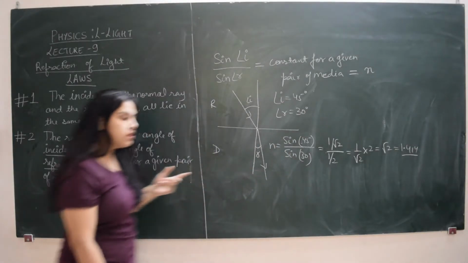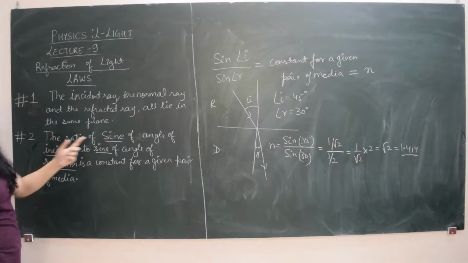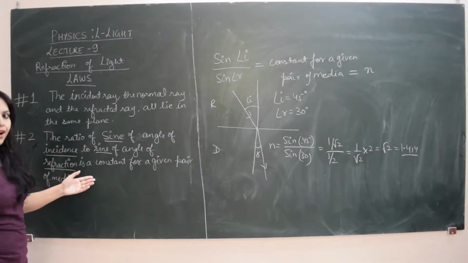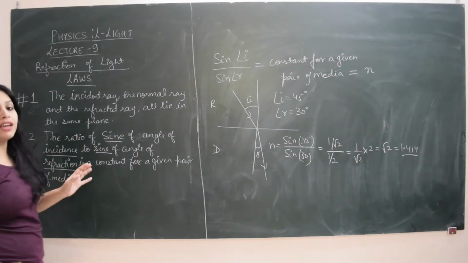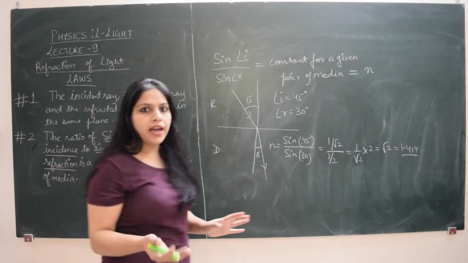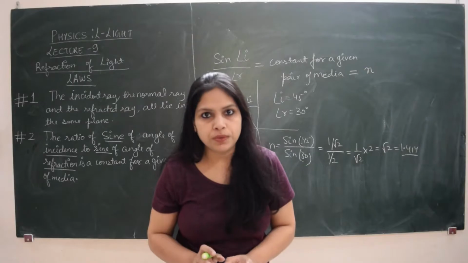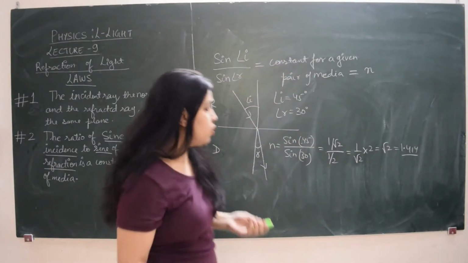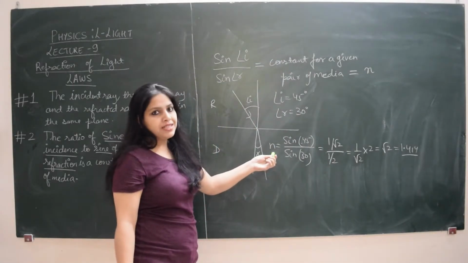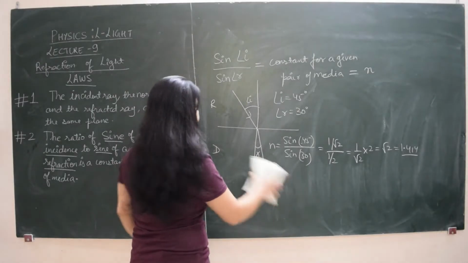So that is what the statement says, that the ratio of sin I upon sin R basically remains constant for a given pair of media. If you change I, R will also change automatically so as to maintain the constant ratio. And the symbol of that ratio is n here.